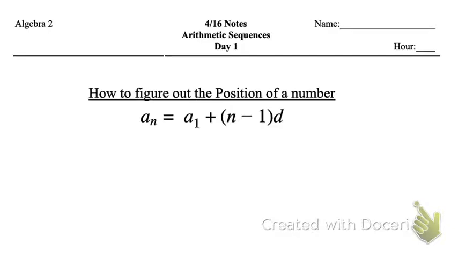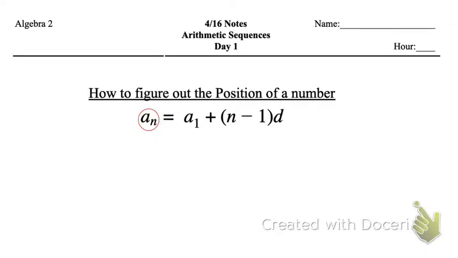For starters, let's take a look at the different variables that we have in here and what they are. So this a sub n, this a sub 1, this d value, and actually this whole set of parentheses, n minus 1. Let's look at a way to realize and remember what those are. Okay, so let's look at this first. This a sub n is called the nth term.